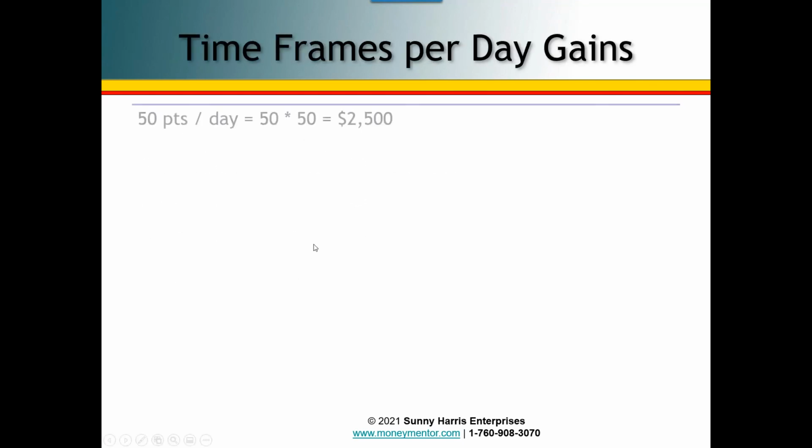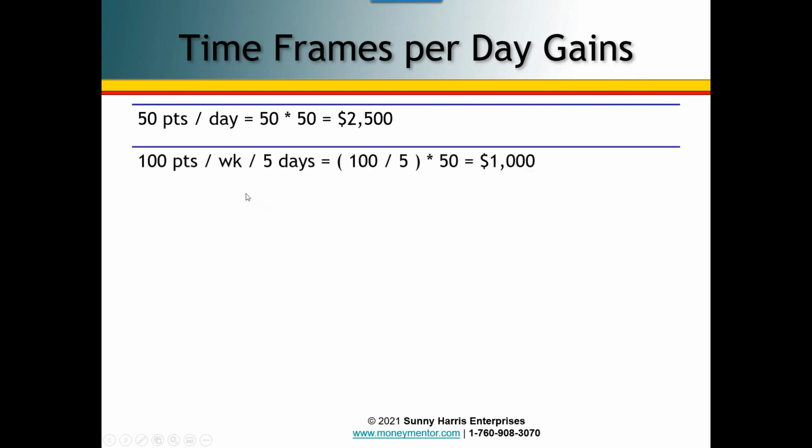we can make. So if I did 50 points a day, 50 times 50. Now, why is the 50? The 50 is how many dollars for a full point on the S&P. So a full point is worth $50. And I told you that a tick is worth $12.50. So you can figure out how many ticks are in a point. So if you could make 50 points a day, that'd be $2,500. If you could make 100 points in a week of 5 days, that's $1,000.